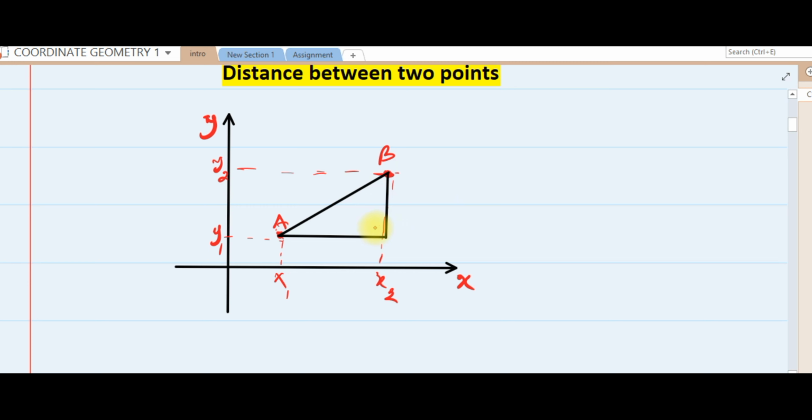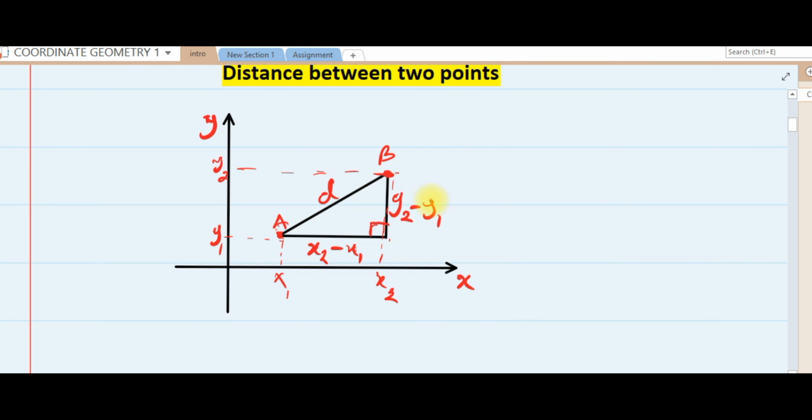So we'll form a right angle triangle. So we need to know the distance here, the legs. From here, this should be x2 minus x1. We assume that x2 is greater, though it could be x1 minus x2. Here also is y2 minus y1. That's the distance from here to here, that's the difference. So our main aim is to find AB, which is, let's call it D.